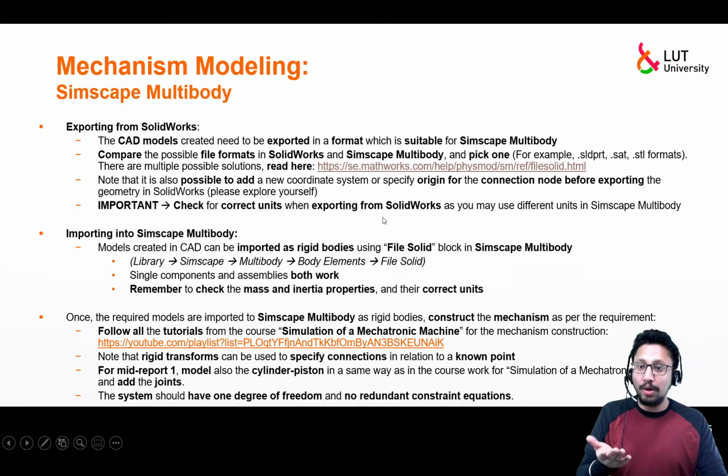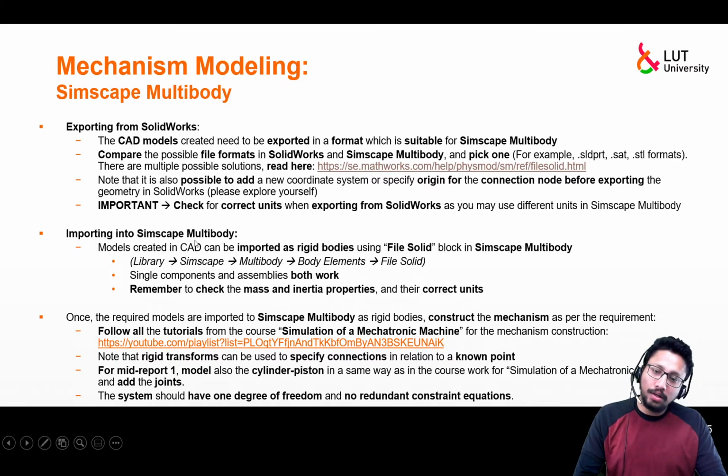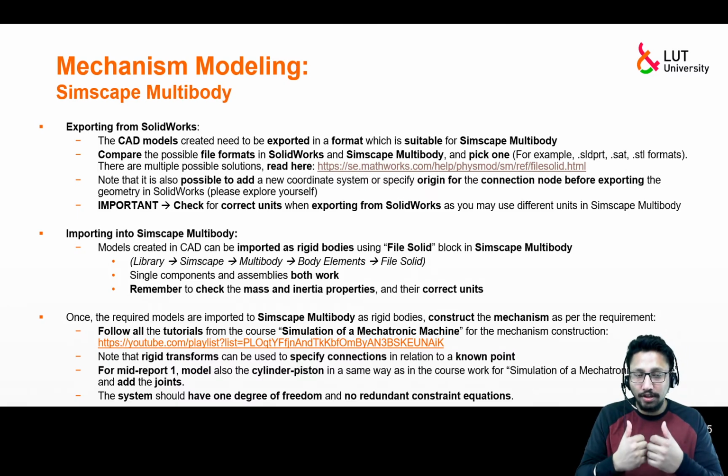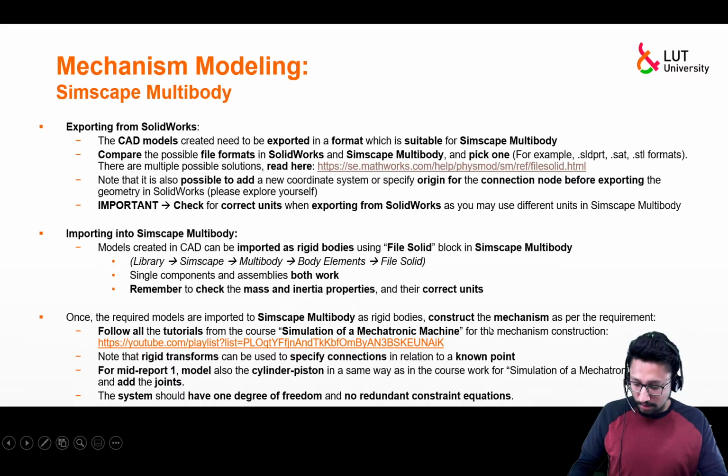Yes, so once you have exported your SolidWorks file, now it's time for you to import your modeled component into Simscape Multibody. How can you do that? You can do that using the File Solid block in Simscape Multibody. By the way, it is imported as rigid bodies, and no flexibility is modeled yet. So we will import everything as rigid bodies in Simscape Multibody, even the lift arm or the boom. So how can you find the solid block?